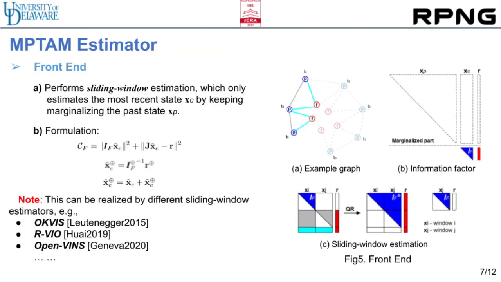For implementation, we implement our front end as a sliding window estimator, which will only estimate the most recent state and keep marginalizing the past state in order to bound the size of the problem, which is shown in figure 5. Here we should note that the front end is only used for providing immediate state estimate, so it can be realized by different sliding window estimators. For example, the following open source algorithms, including OKVIS, ROVIO, and OpenVINS.